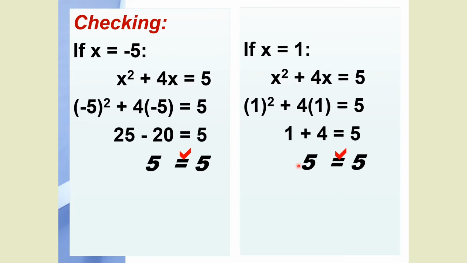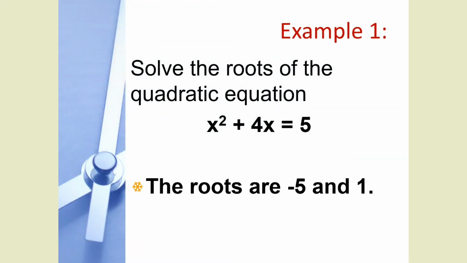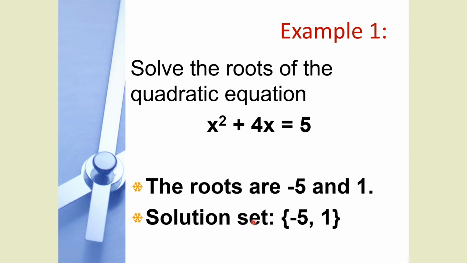So, check. So, that means these two values of x that we computed a while ago are correct. Are solutions. So, therefore, the roots are negative 5 and 1. Or we can write the solution set in this way in set notation, negative 5, 1, and close with braces.